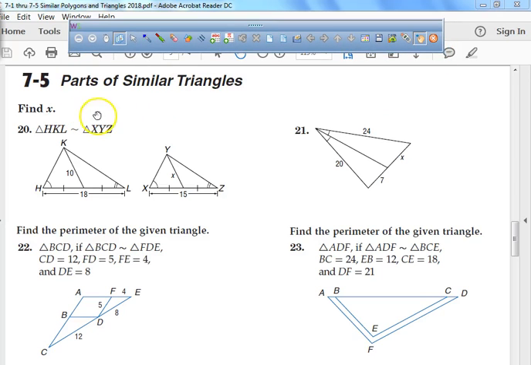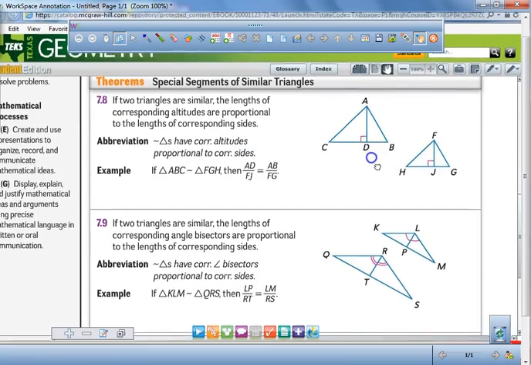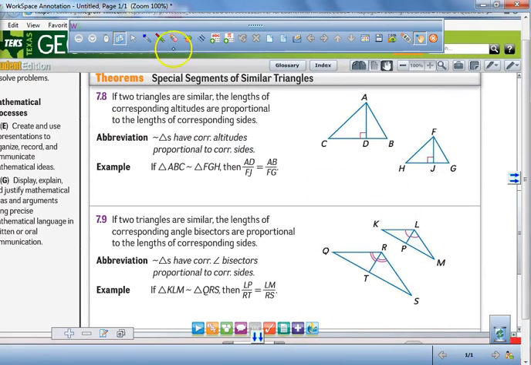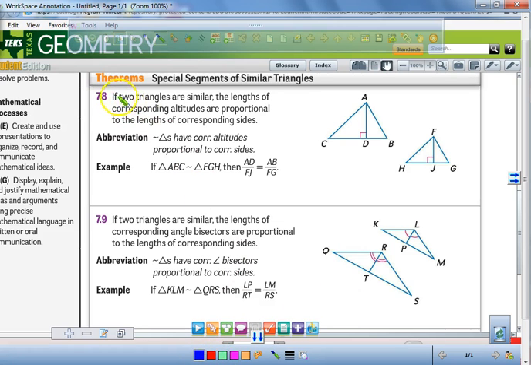Today we're going to be talking about special parts of similar triangles. So we're going to head over here to the book and take a look at some examples. The very first thing I want you to notice is it says, if two triangles are similar, then the lengths of the corresponding, I'm just going to highlight the word altitudes, are proportional to the corresponding sides.